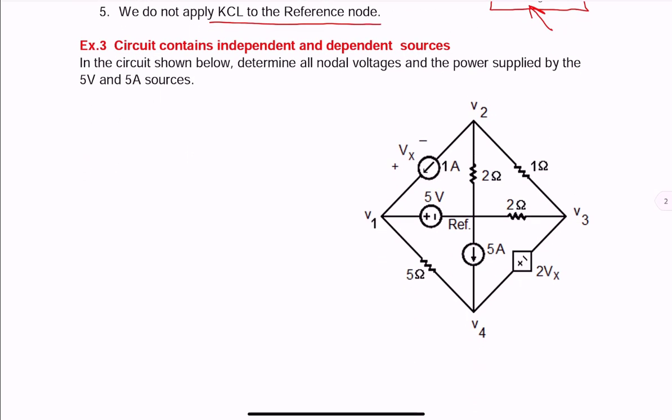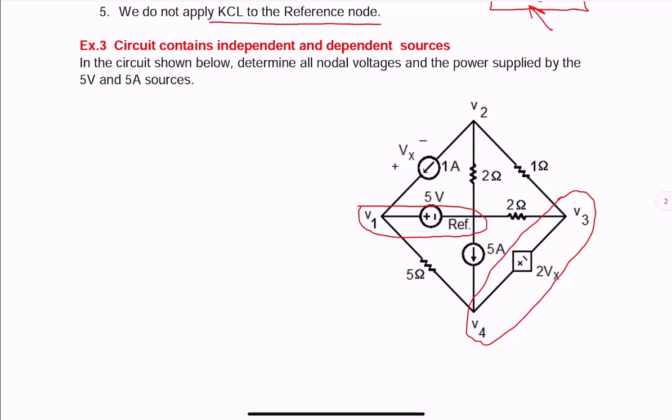The circuit here has independent and dependent sources. We want to find nodal voltages and the power supplied by the 5 volt and 5 amp sources. So the first thing to do, we look for voltage sources and we form supernodes. We see one between nodes 3 and 4, so we have one supernode there. And there is another one between node 1 and reference.